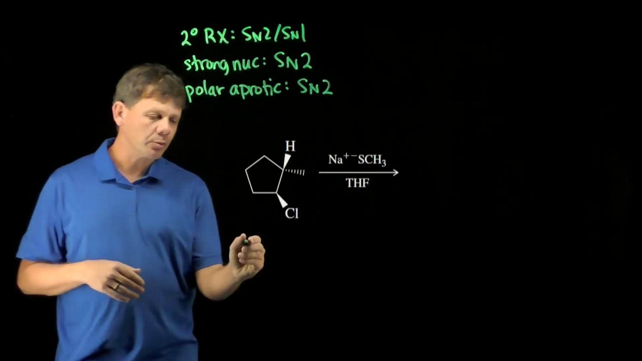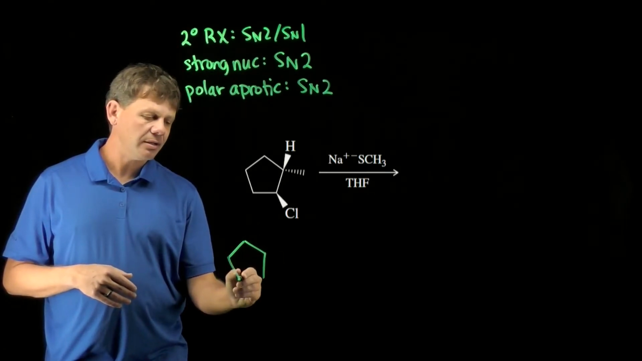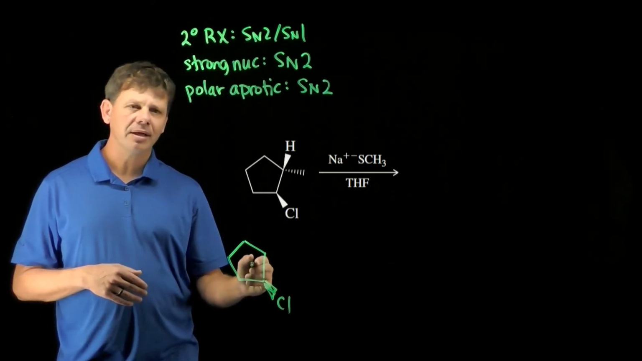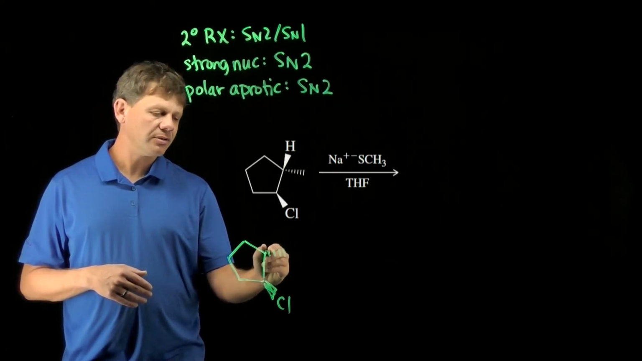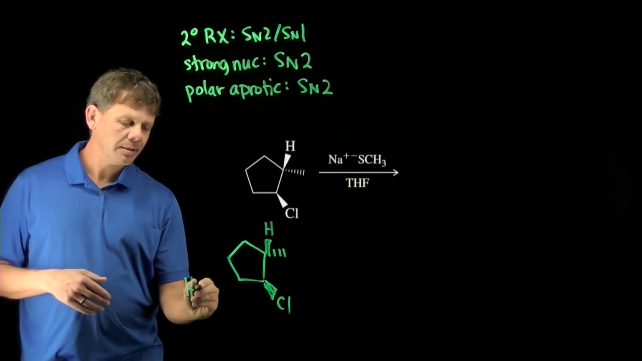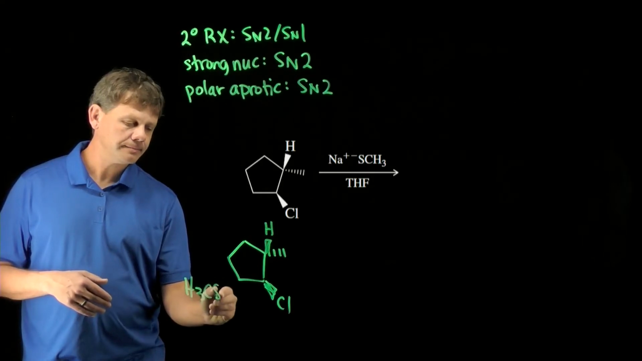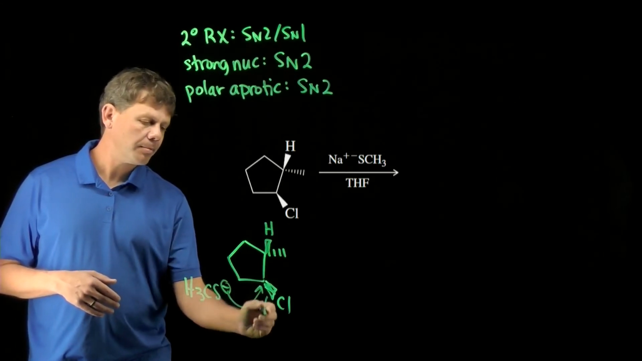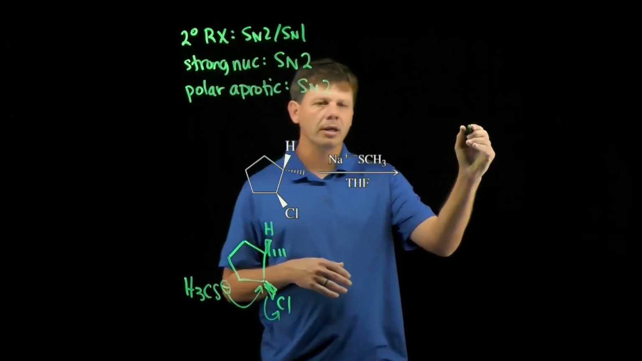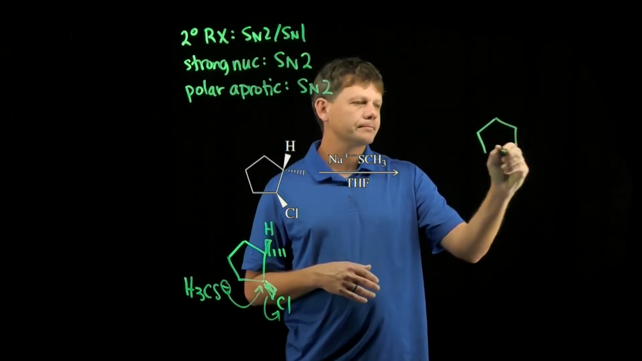reaction. As a result, given that it's an SN2 reaction, we know that everything is going to happen at the same time. It's going to be concerted. And so the reaction will proceed by the sulfide anion doing a direct backside displacement of the chloride to give the product I'll draw here.